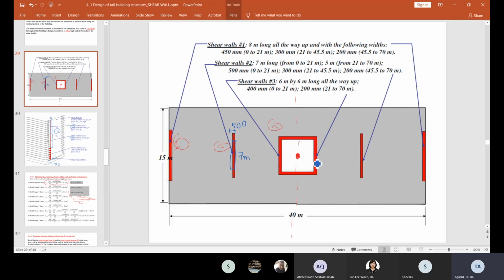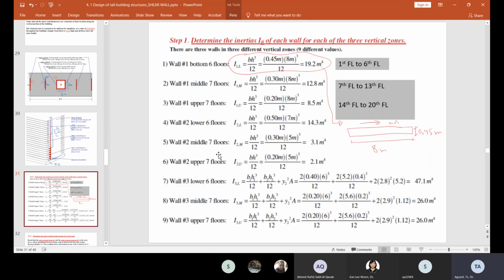And then for wall number 3, the dimension is 6 by 6, 6 meter length and 6 meter width. The thickness is 400 mm for level 0 to 21, and reduces to 200 mm from height 21 to 70 meters. So from here you can see the description of the walls, the length of the wall, and also the thickness of the wall. Based on these 3 wall properties, I mean the physical dimensions, we can get the I value. So these are all the I values.